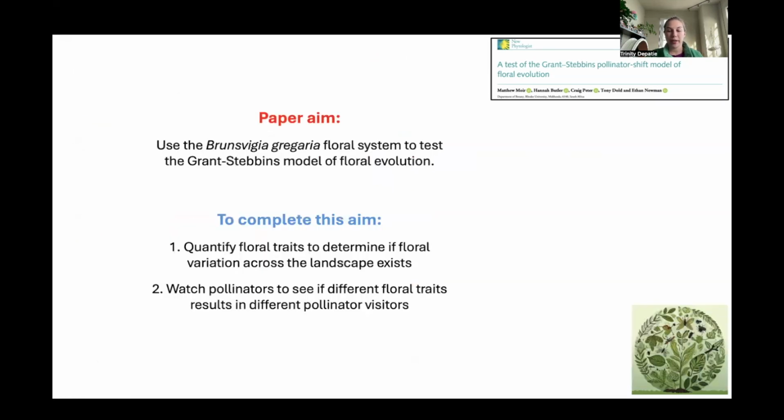So just to go over the aim of the paper, they're using this lily system called Brunsvigia gregaria to test the Grant-Stebbins model of floral evolution. And to complete this aim, these researchers are quantifying floral traits to determine if floral variation across the landscape exists, as well as watching pollinators to see if different floral traits are resulting in different pollinator visitors. So let's get into the figures to see what they find.